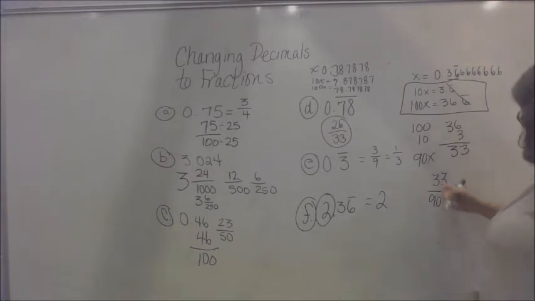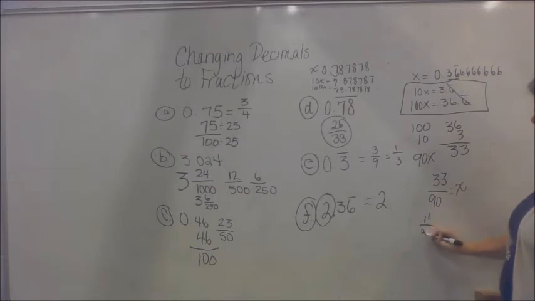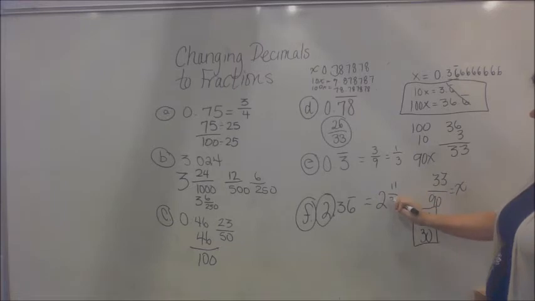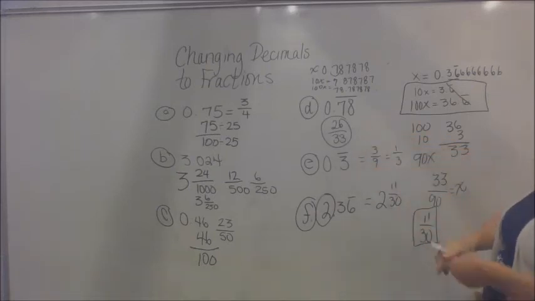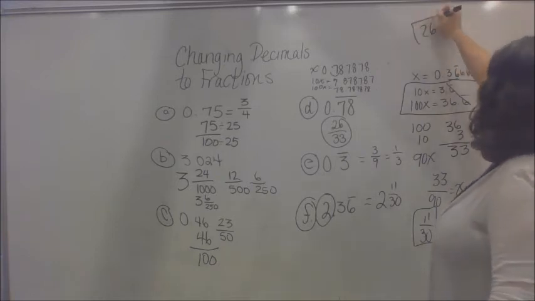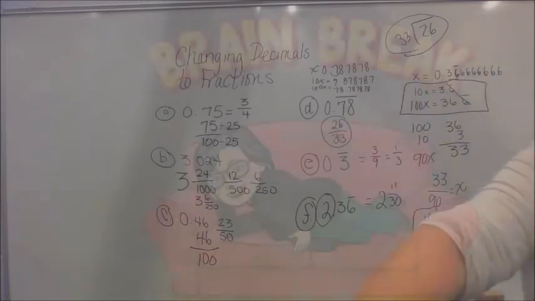And again, it should be obvious that both of those can be divided by 3, and you get 11 over 30. Just be aware that I do need to put that 2 back in front of that 11 over 30. When we get back, I'm just going to remind you guys how to change fractions to decimals, and I would have done that with each of these just to check my answer. I would go back into a calculator and check to see if 26 divided by 33 is indeed that repeating decimal.